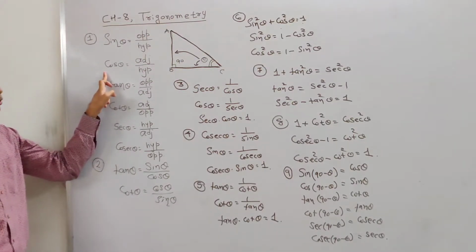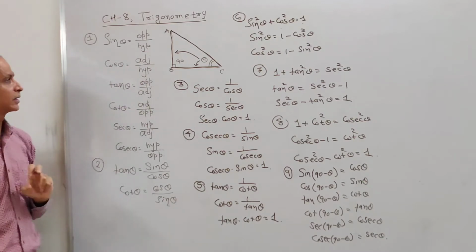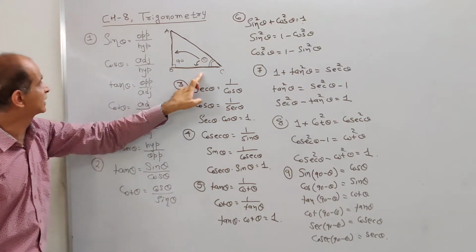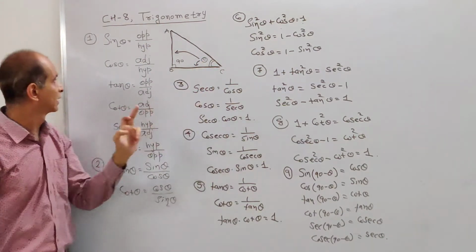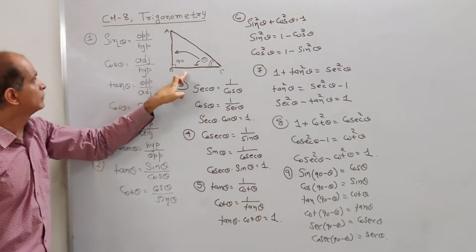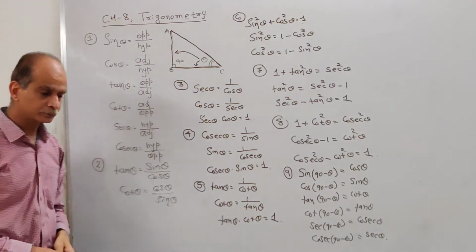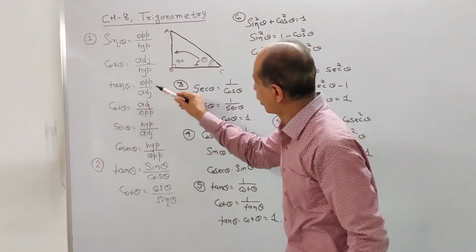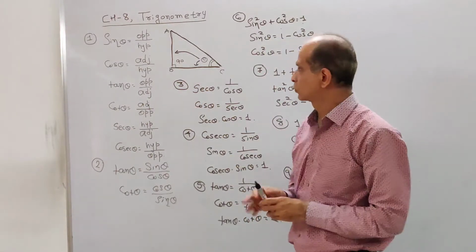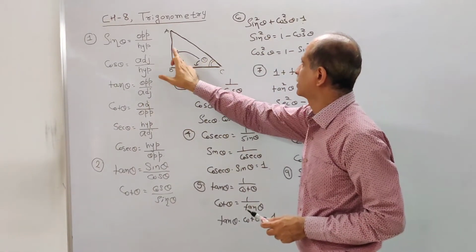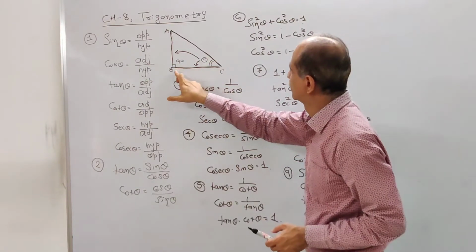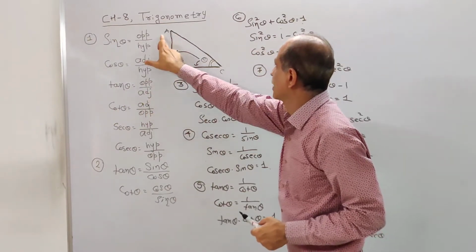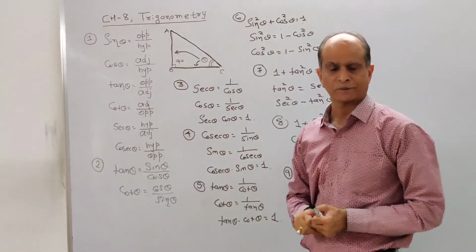Similarly, cos theta is equal to adjacent side upon hypotenuse. In this figure, the adjacent side is BC and the hypotenuse is AC. Therefore, cos theta is equal to BC upon AC. Now the third trigonometric ratio, tan theta. Tan theta means opposite upon adjacent. Opposite of theta is AB and adjacent to theta is BC. So tan theta is equal to AB upon BC.